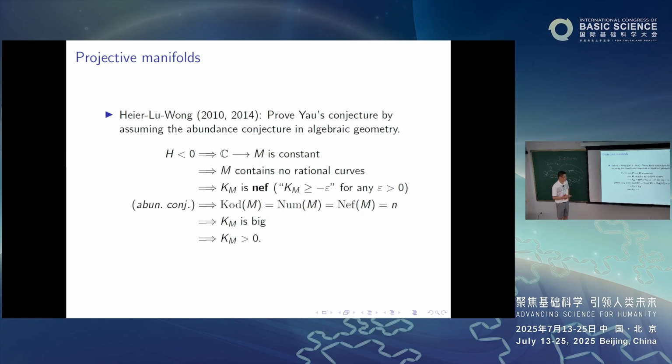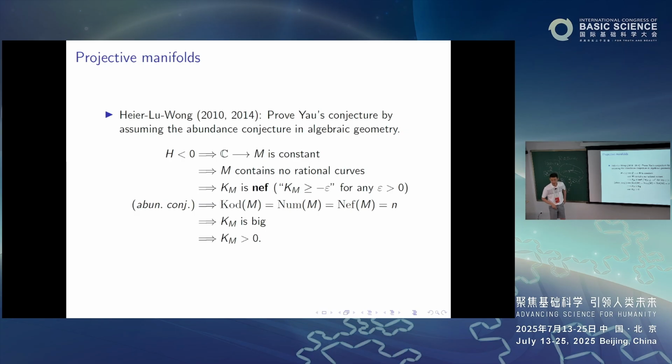So the first few steps to here are no problem, and from big to here is also good. The only unknown is the abundance conjecture, as in Peternell's talk. The abundance conjecture, so far I know, is known for dimension 2, 3, and maybe some other isolated cases in higher dimension. So at least they prove the Yau conjecture for dimension 3 and other cases, right?